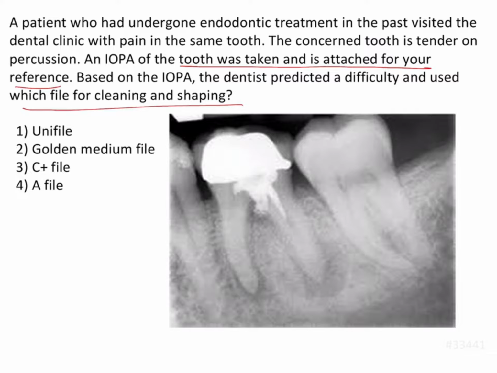Now here, in the IOPA we are seeing, it is evident there is some calcification in the canal. Calcification in the canal is evident on this X-ray. For calcified canals, cleaning and shaping should generally be done with stiff files, with a lot of irrigant and lubricant, EDTA, a chelating agent. So the stiffest file which can be used in this case is the C plus file.